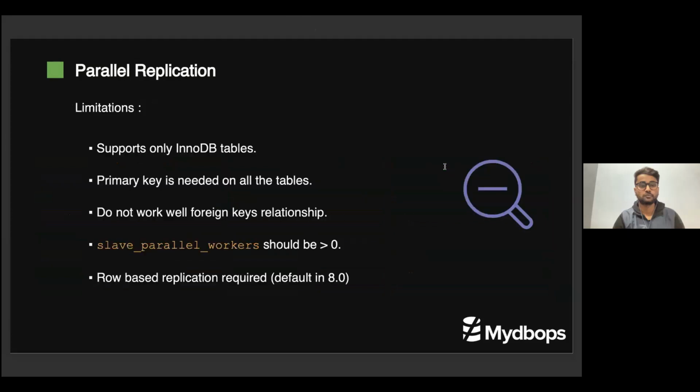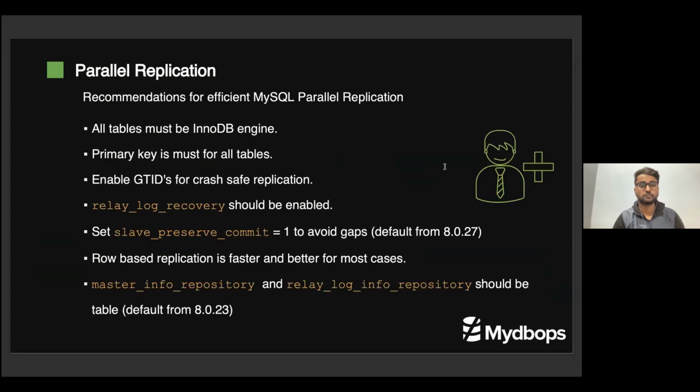So, limitations of parallel replication in 8.0. All the tables should be in InnoDB. Primary keys are needed on all the tables. It does not work well with foreign key relationships. Slave parallel workers should be greater than 0. And it works efficiently with row-based replication, which is the default in 8.0.